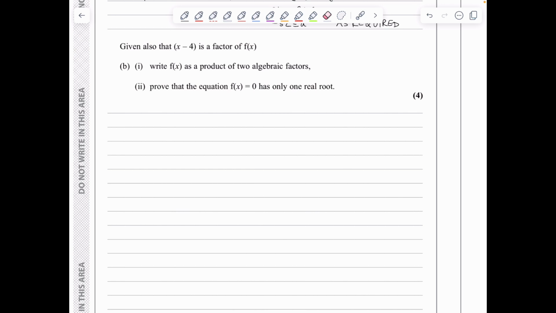We are then told that x minus 4 is a factor of f of x, and we need to write f of x as a product of two algebraic factors. So we have already established that f of x is x cubed minus 8x minus 32, and I will proceed in long dividing by x minus 4 to split this into a product of a linear and a quadratic expression in x. So notice that I've put a 0x squared term as a placeholder when I do the long division to have all the like terms below each other.